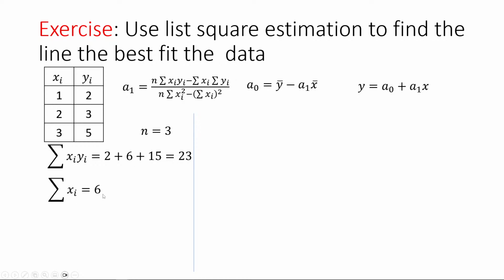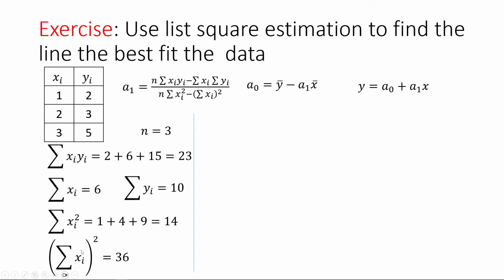Then you got the sum of xi. Xi is 1 plus 2 plus 3, that will give you 6. The sum of yi, 2 plus 3 plus 5, that will give you 10. The sum of xi squared, so 1 is 1, 2 is 4, 3 is 9, so that's 14. You just do this term. Like this guy is squared, so 6 squared, that's like 36.